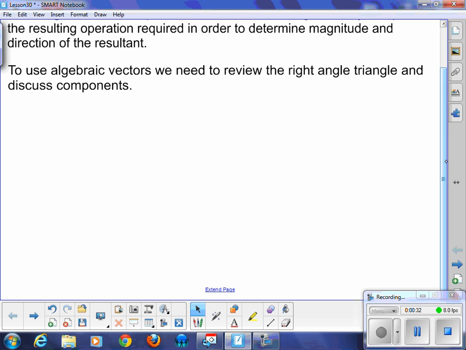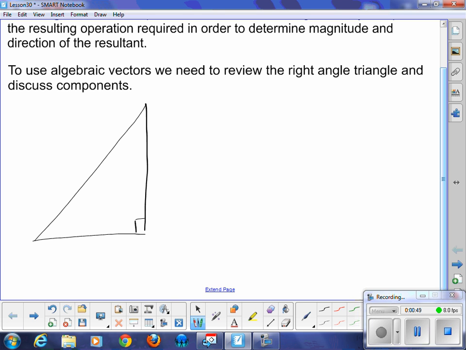So, if we want to use vectors algebraically, we have to go back and discuss grade 10 trigonometry. It all comes back from knowing how to do grade 10 trigonometry. And I'm talking about something called components. Basically what we're doing is taking our right angle triangle and breaking it into what I call components. So this is the y component, the vertical component, and here is the x component. With vectors, if we assume the hypotenuse is our resultant vector, the angle of interest will be down here at the tail of the resultant.